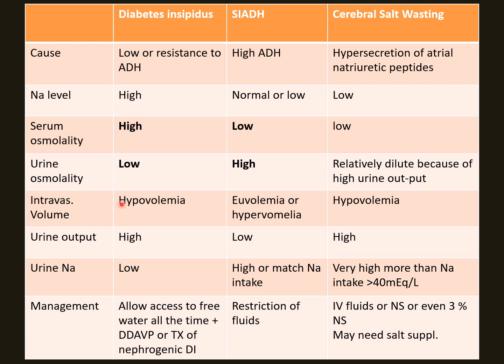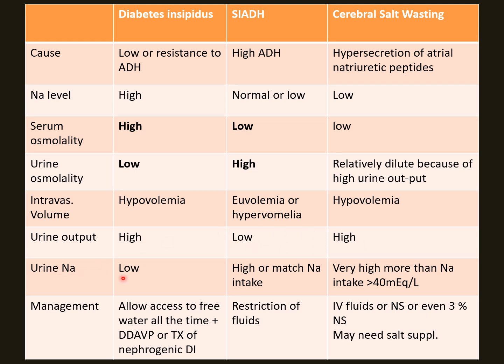Intravascular volume, in the case of diabetes insipidus, they have hypovolemia, so they have high serum osmolality, hypovolemia with hypernatremia. In the cases of SIADH, they have euvolemia or hypervolemia. In the cases of cerebral salt wasting, they have hypovolemia, they are dehydrated. Urine output is high in diabetes insipidus, low in SIADH, high in cerebral salt wasting.